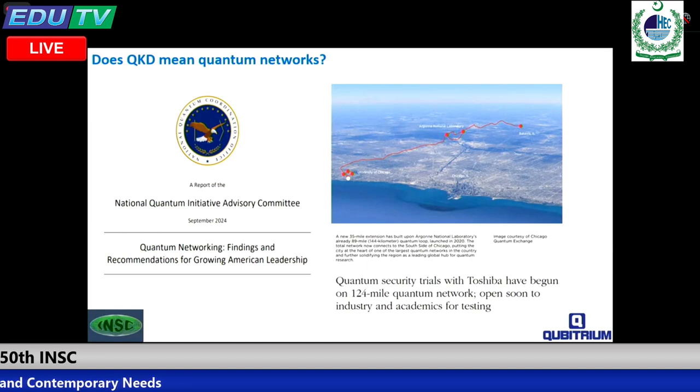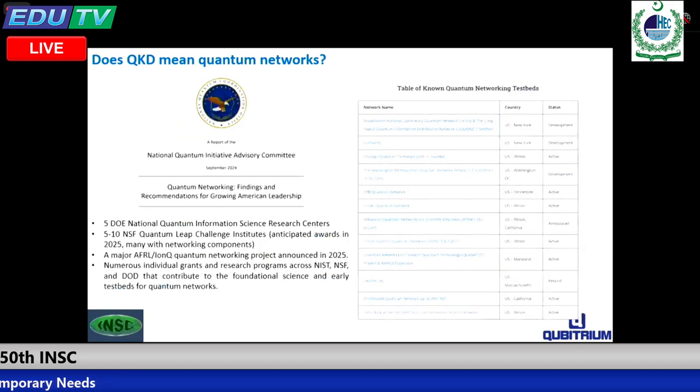And there are examples of this, and they published this report in 2024. In that report, there are lots of things, but I will just summarize it here. 5 Department of Energy National Quantum Information Science Research Centers. Therefore, for the energy distribution lines, they want to have quantum networks. This is really interesting. I think this was overlooked in that report. Why do energy infrastructures need quantum networks?